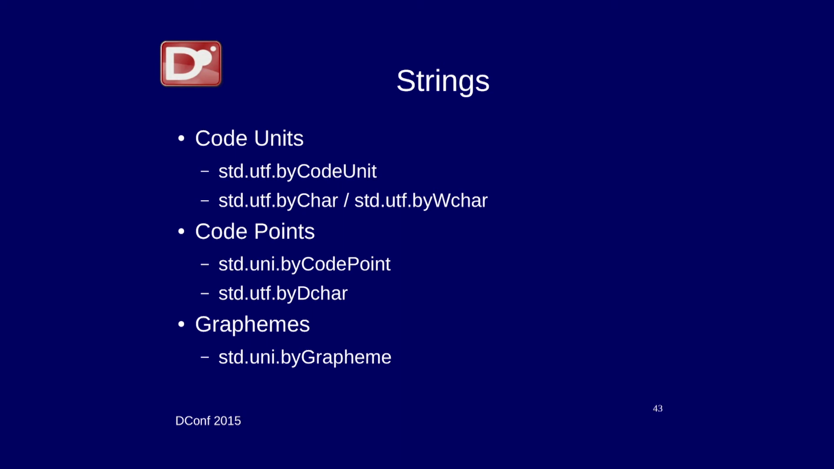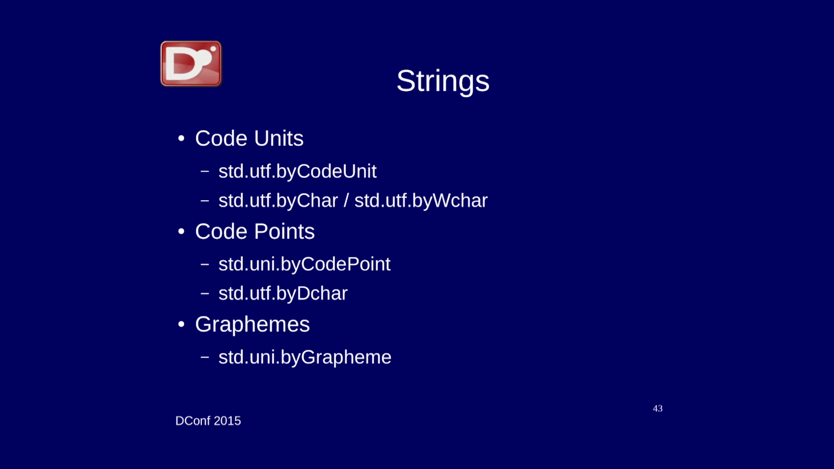So these are specifically for iterating over code units, while bycodepoint specifically iterates over code points, and bygrapheme from std.uni will iterate over graphemes. So if you really want to handle this all correctly and efficiently, you probably want to start using these.